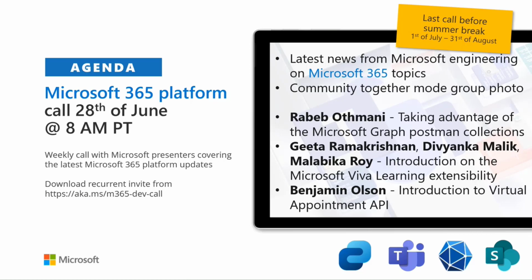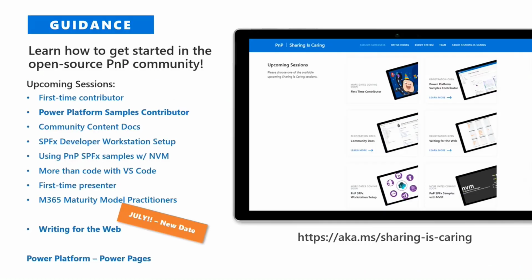aka.ms/m365-call. Now, you're going to find out about a number of initiatives that are available to you and programs for you to take advantage of. You may feel like, I don't know how to engage in any of those areas. Well, Sharing is Caring is a program here to provide you hands-on guidance. And what does that mean? That means in live sessions, we are going to work together to accomplish the ability for you to submit to GitHub. Perhaps you want to become a better writer. You want to learn more about Power Pages, the newest announcement from Microsoft during Build.